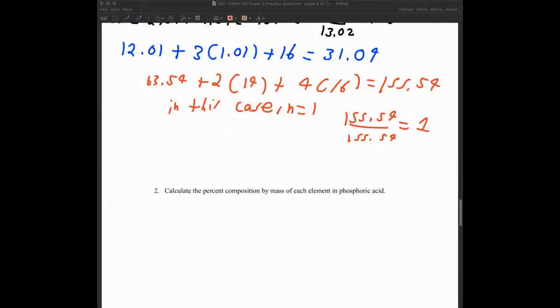Calculate the percent composition by mass of each element in phosphoric acid. Okay, so there are 2 problems hidden in this one. We don't know what phosphoric acid is, so who can give me a formula for phosphoric acid?